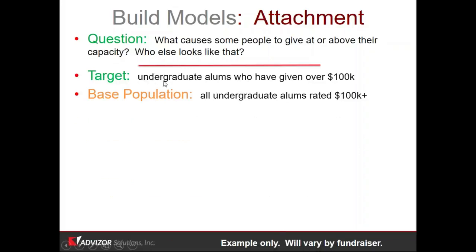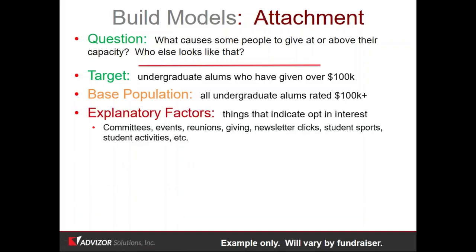Let's say the target is undergraduate alums who have given over $100,000, because our question was about undergraduate alums. And undergraduate alums probably behave differently than law school alums or parents or friends, so we've got to break the population apart. Then the base is all undergraduate alums rated $100,000 or plus. So you're trying to use data on interaction and engagement to determine what makes the target different than everybody else in the base. And then a bunch of explanatory factors.